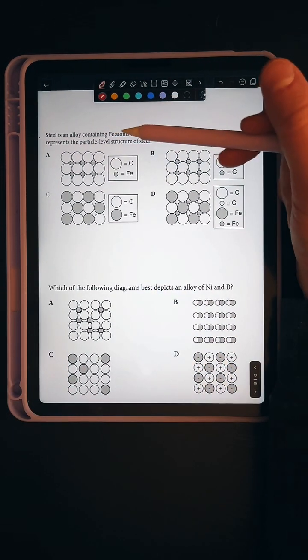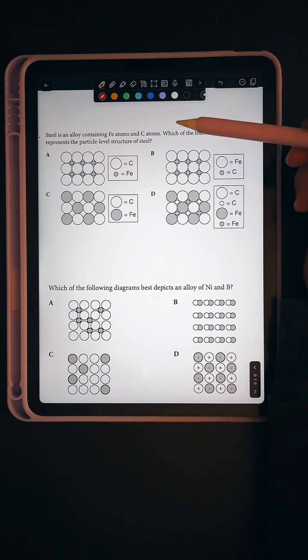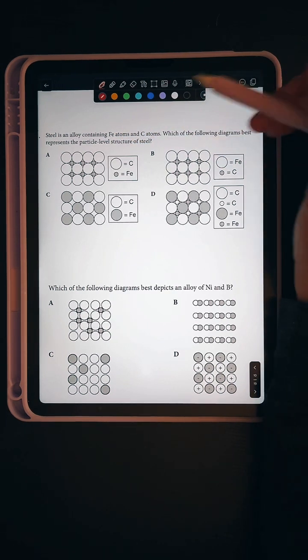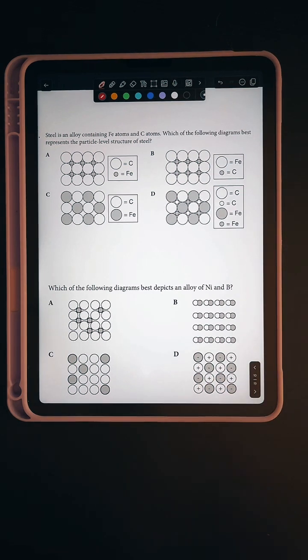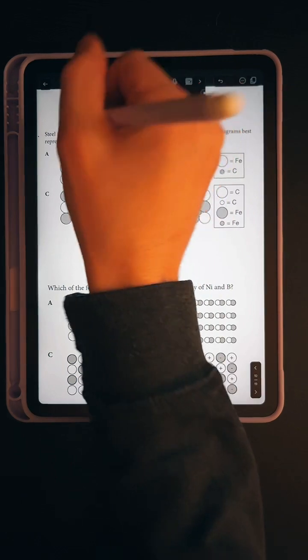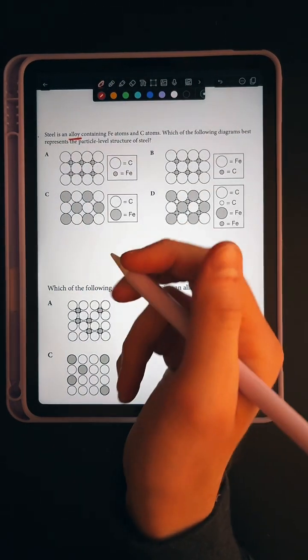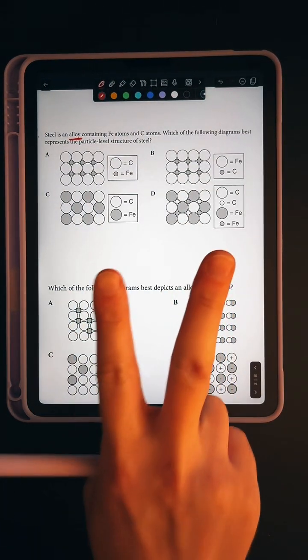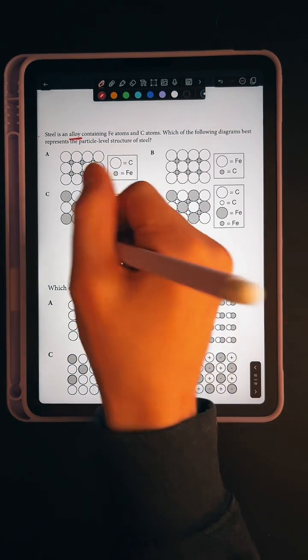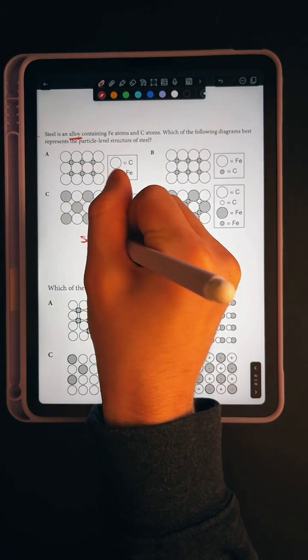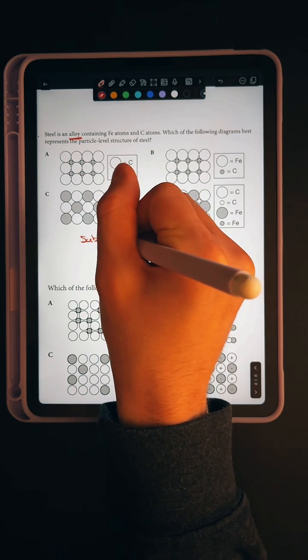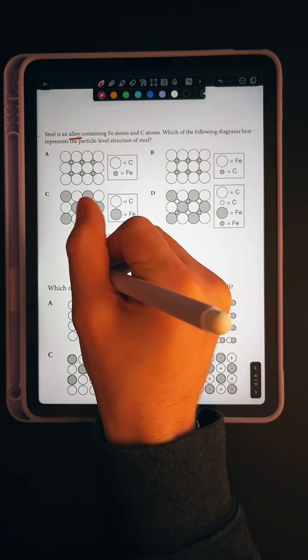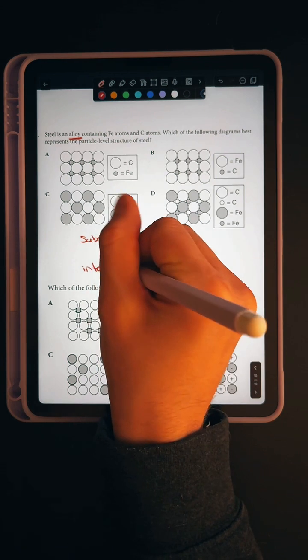Steel is an alloy containing iron atoms and carbon atoms. Which of the following diagrams best represents the particle level structure of steel? So now we're looking at different alloys. All right, we have alloys here. And there are two main types of alloys. We have substitutional, and we have interstitial.